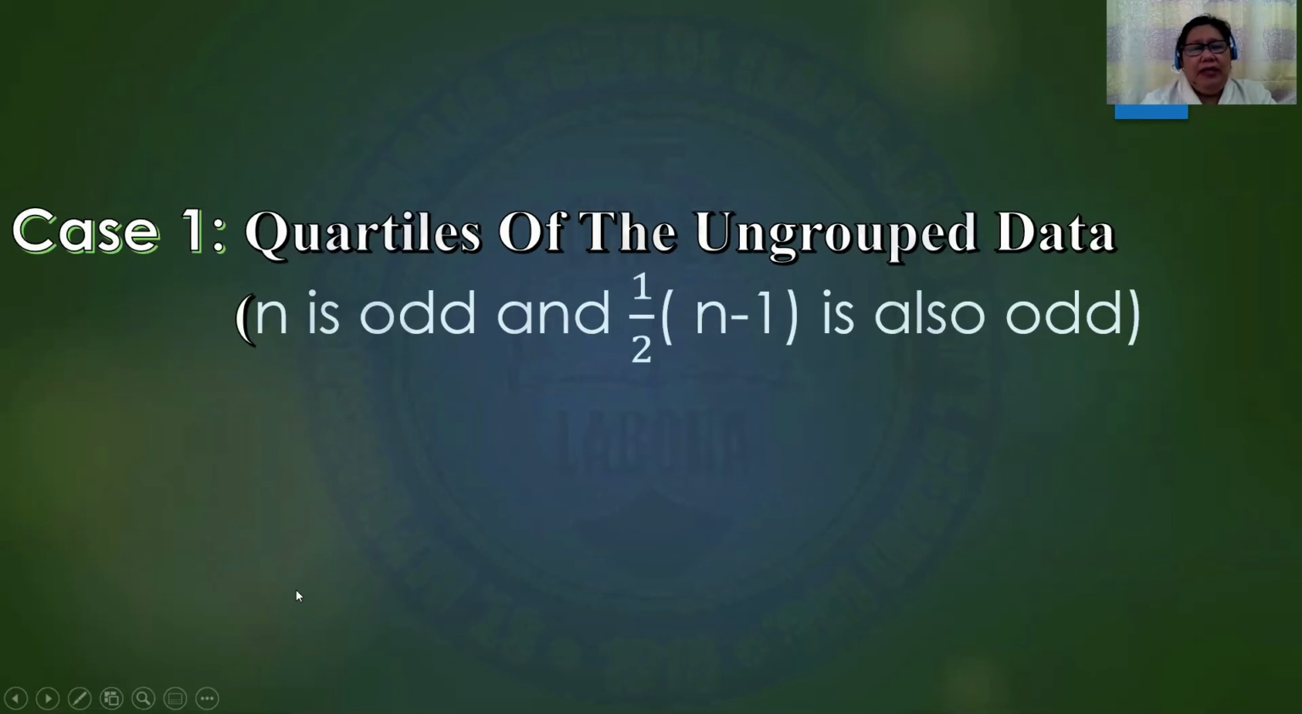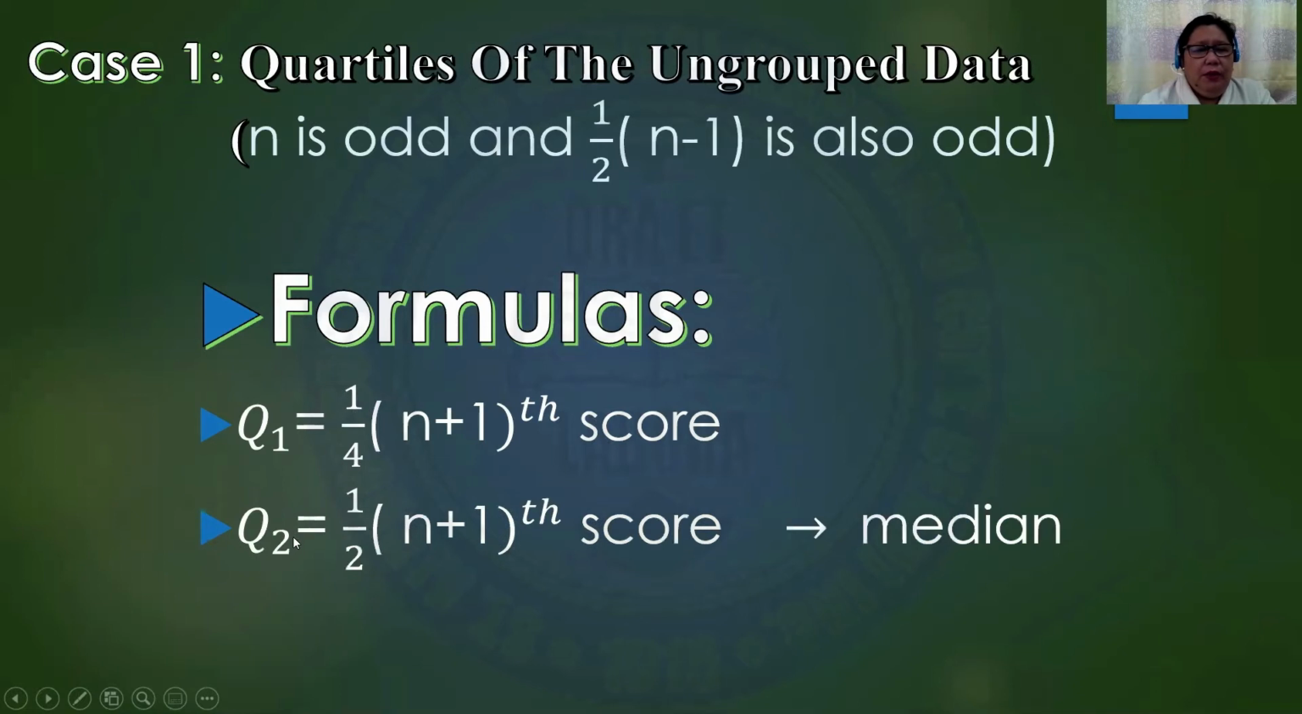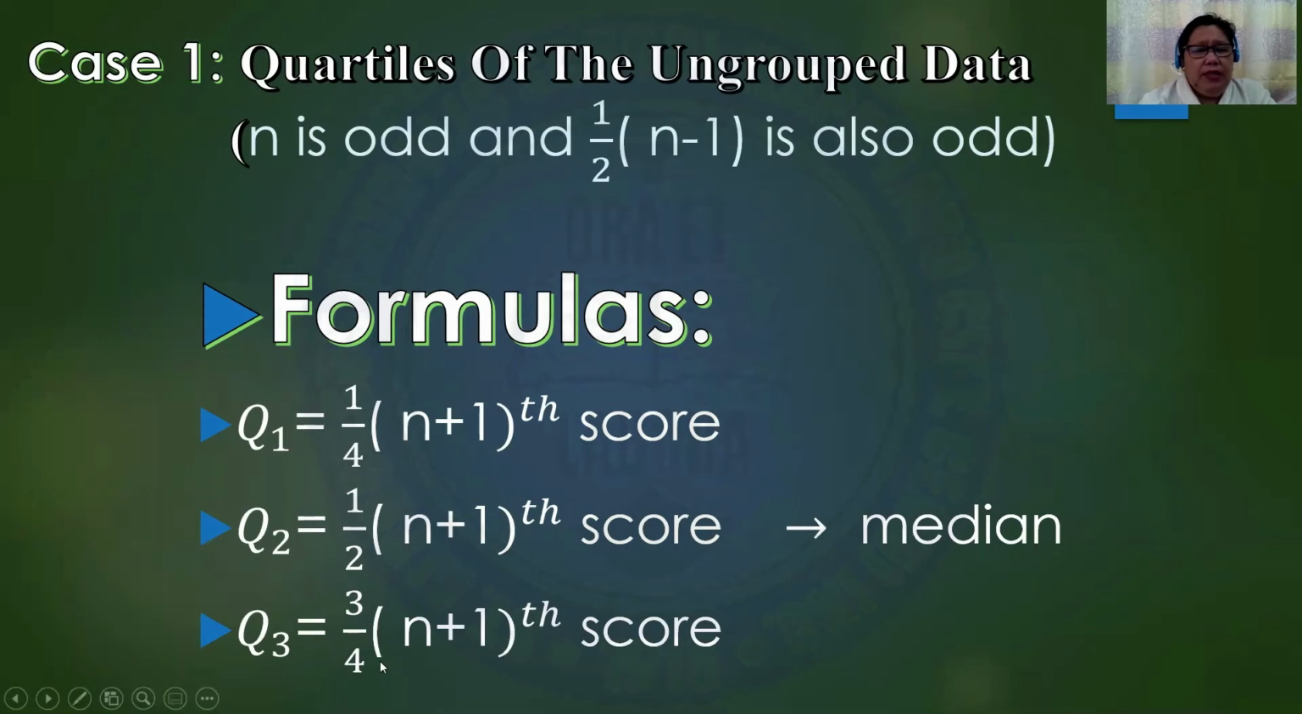For case 1 of quartiles of the ungrouped data, the number of data is odd and the result of 1/2 times the quantity n minus 1 is also an odd number. For quartile 1, we have the 1/4 of the quantity n plus 1 th score. For quartile 2, we have the 1/2 of the quantity n plus 1 th score, which is equivalent to the median. And for quartile 3, we have the 3/4 times n plus 1 th score.